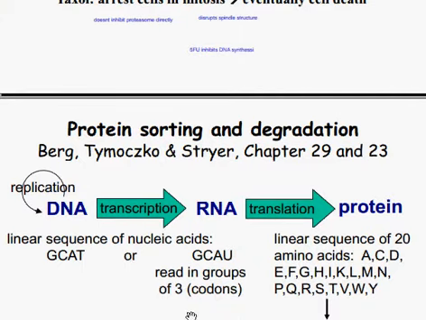I hope you had fun with that. I know I sure did. And that's all we've got for protein sorting and degradation.